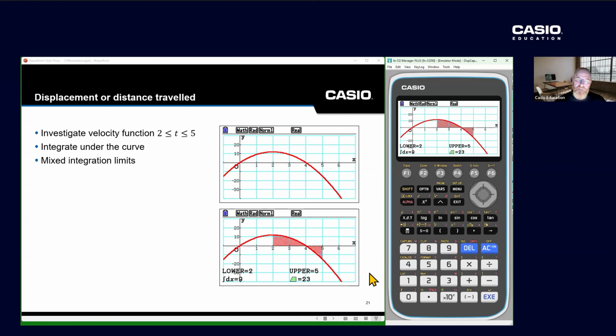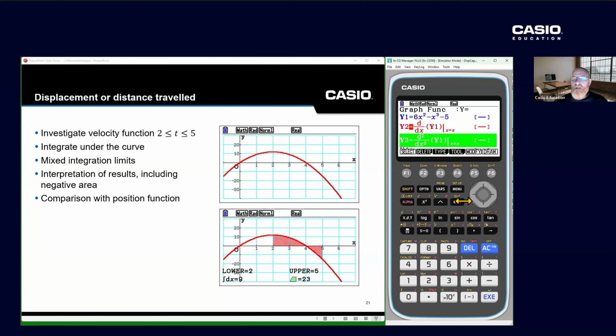And this is quite nice because if you used mixed, for example, it gives you the integral as well as the area. And as we know, there's a difference between displacement and distance traveled when you are integrating under the velocity curve. But it may not be immediately clear which one is which. So what we could do is actually compare with the position function. So let's bring that back. Let's exit and sketch our position function again.